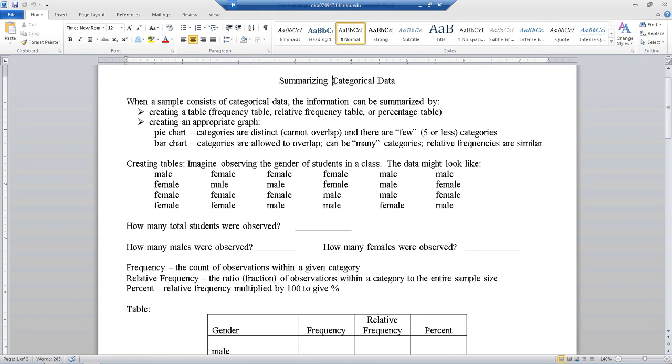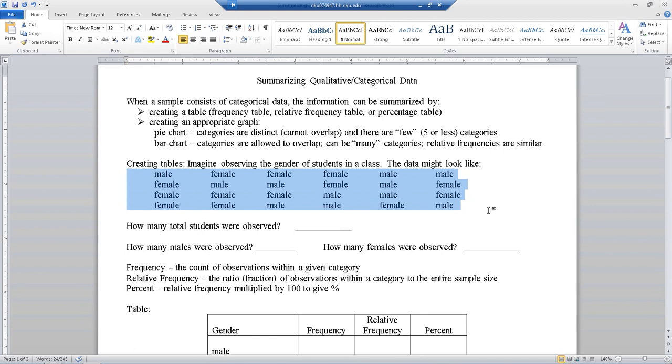So remember, qualitative data and categorical data are really the same thing, right? They're just two different terms. So what we're going to start with is, let's say that we had this data set where we observed the gender for students in a classroom.